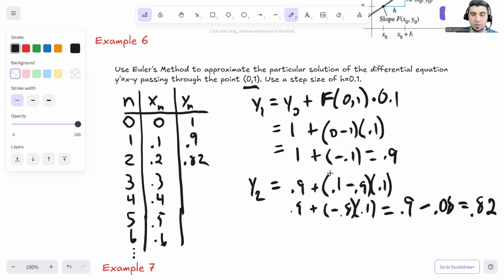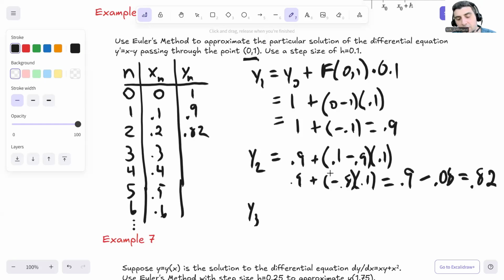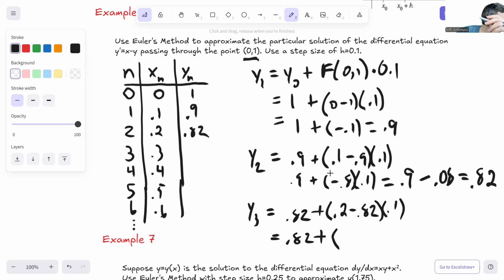All right. And then if we go to the third y value, you would take the previous y value, 0.82, plus the derivative evaluated at the previous point. So x minus y is going to be 0.2 minus 0.82 times the step size, 0.1. So you'd have 0.82 plus 0.2 minus 0.82 times 0.1. You'll end up, I'm just going to wave my hands over it there, and get 0.758.